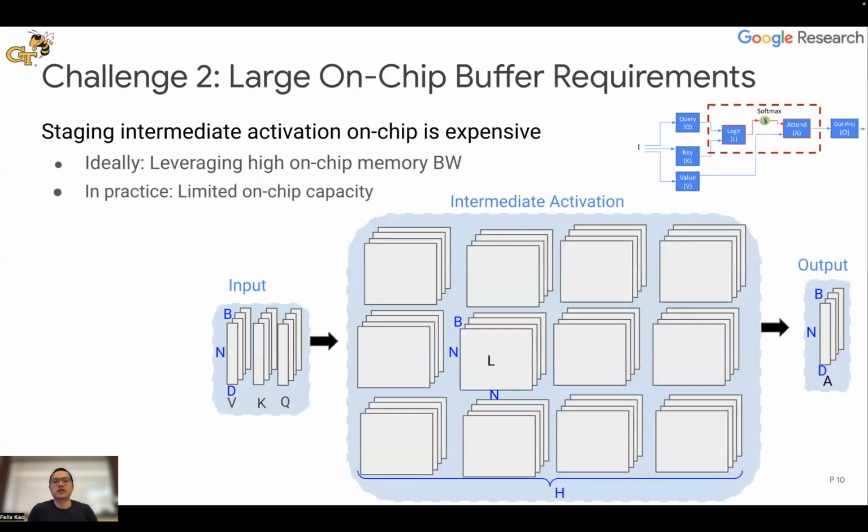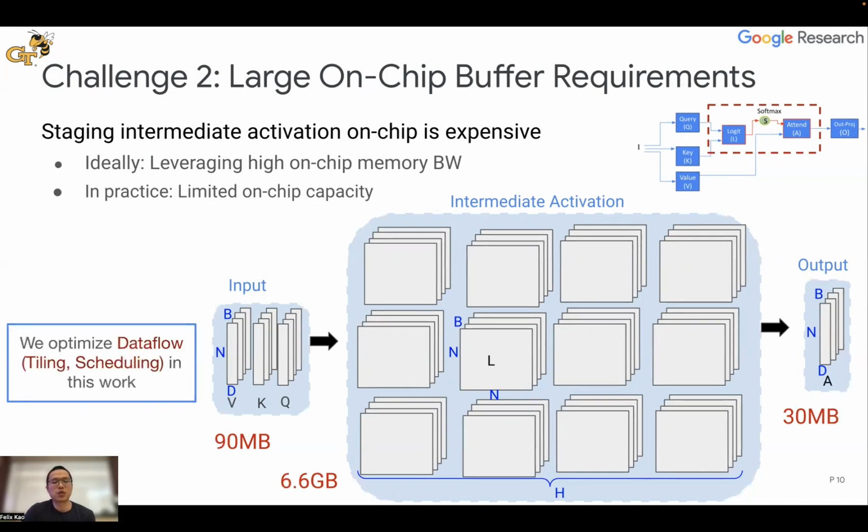The second challenge is that larger than 10 operations will need a large on-chip buffer. Often, to compute the operation efficiently, you want to stage the intermediate activation on chip. However, it is expensive. At a sequence length of 256, the intermediate activation of larger than 10 is 8.4 megabytes. However, when we increase to 16K, it becomes 6.6 gigabytes for one intermediate activation. So it's very impractical in practice to stage all these big intermediate activations on chip.